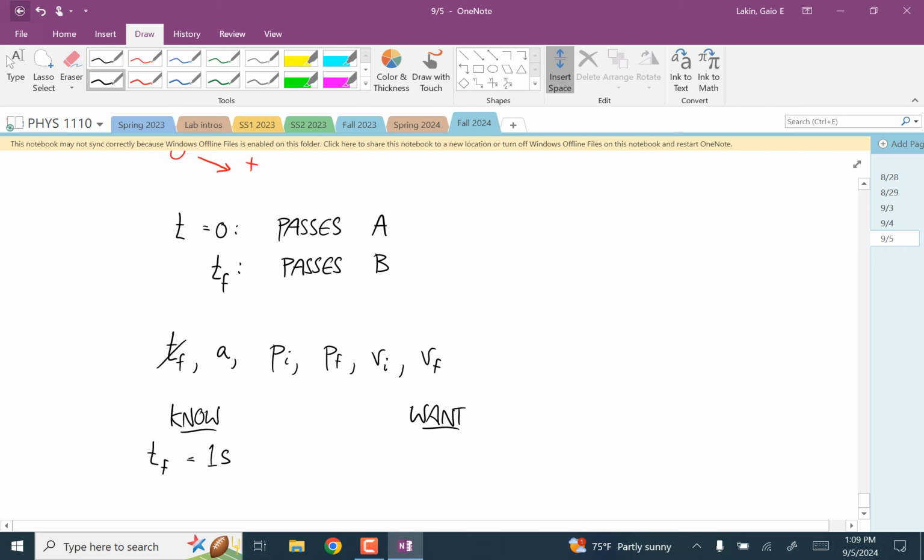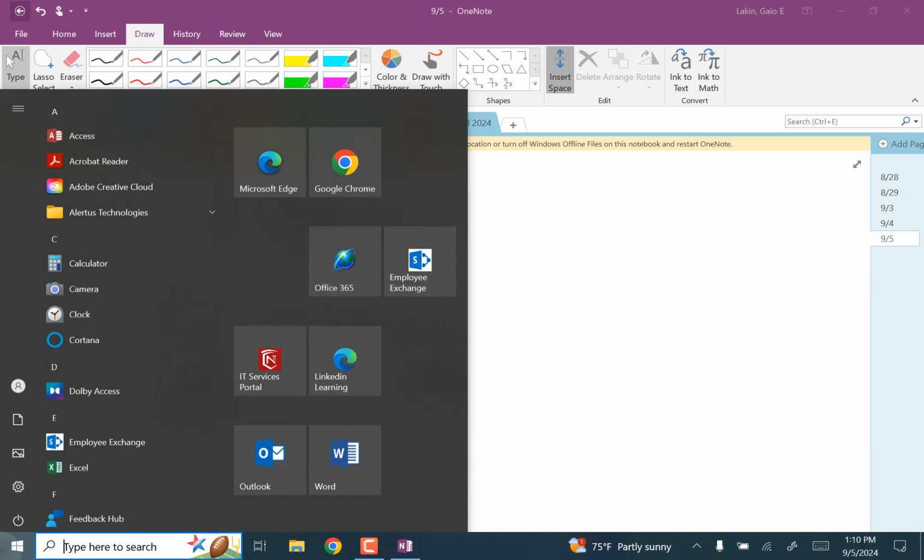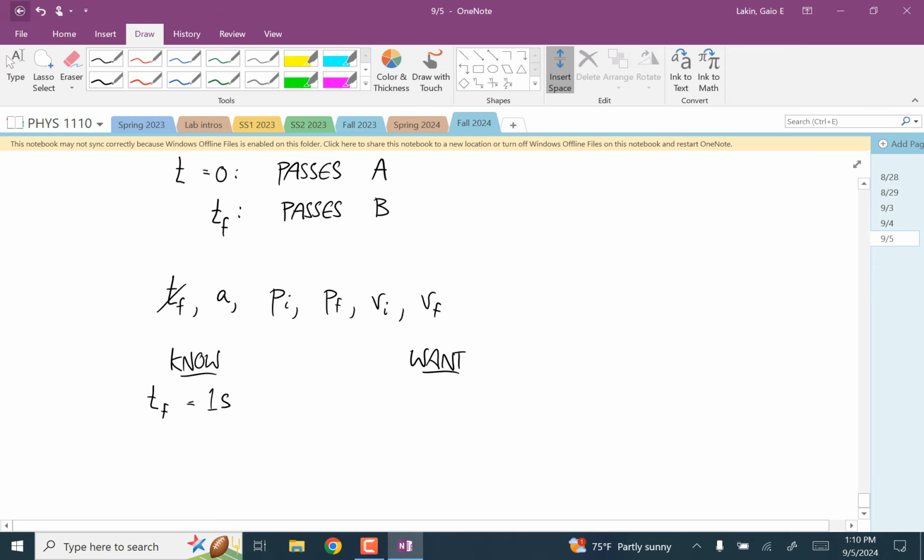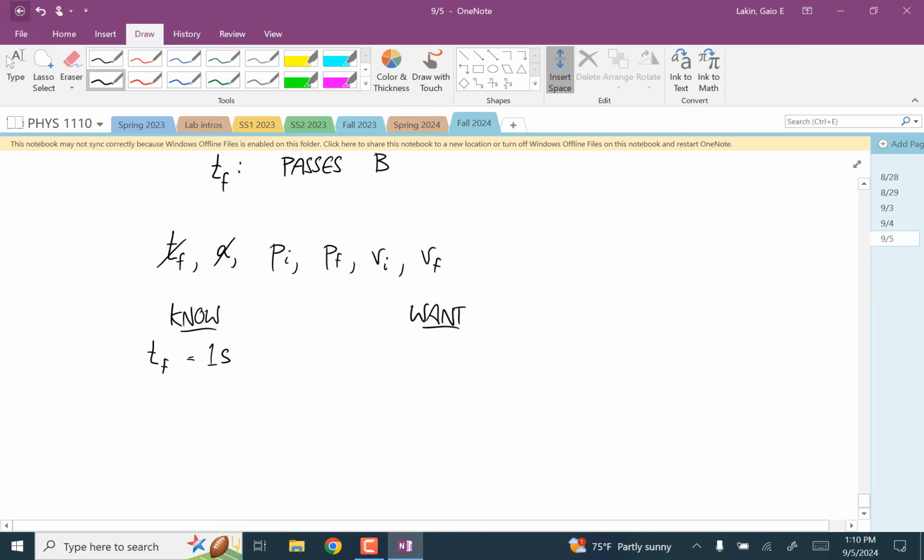Do we know the acceleration? No, we're not looking for that though, so I'll leave it off for now. Do we know the initial position? The position when we click the stopwatch on? Yes, that's what we chose to be our 0, so that's 0 meters. Do we know the position when we click the stopwatch off? No, but that's the key to answering the question. And so this is the thing we're looking for, P final.